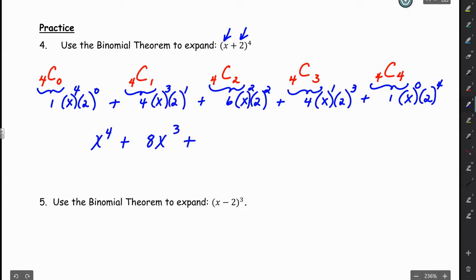In the third term, we have 2 squared, which is 4, times 6. That gives us 24x squared. Then we have 2 cubed times 4. That's going to give us 32x. And then we have 2 to the 4th, and 2 to the 4th is just 16 times 1 times 1. So our last term is 16.